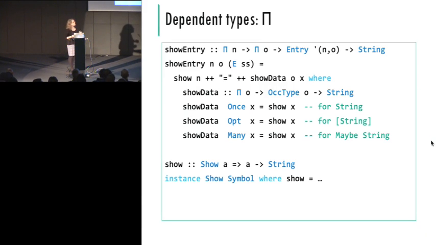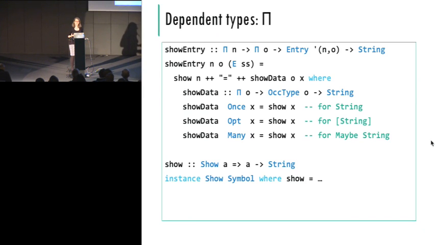You can see I need arguments not just for the name of the capture group, I also need this occurrence information so I know how to print out the values in each case. Because all I know for each entry is that it is some occurrence type, and I need to pattern match on the occurrence type to know how to resolve the show type class, to know how to print out a string, or a list of strings, or a maybe string. Now, I don't have pi in Haskell.